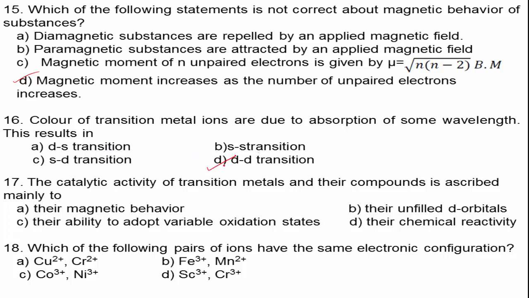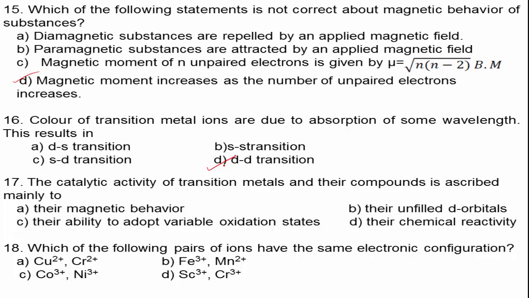Next, question number 17. The catalytic activity of transition metals and their compounds is ascribed mainly to: option A, their magnetic behavior; option B, their unfilled d orbitals; option C, their ability to adapt to variable oxidation states; option D, their chemical reactivity.